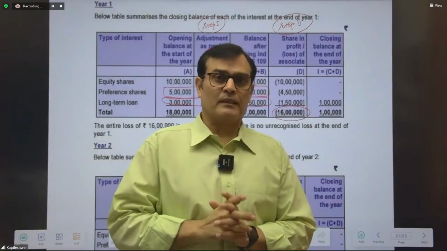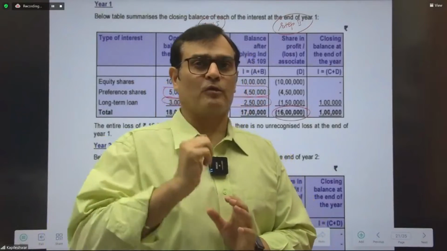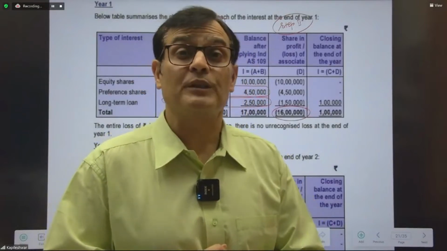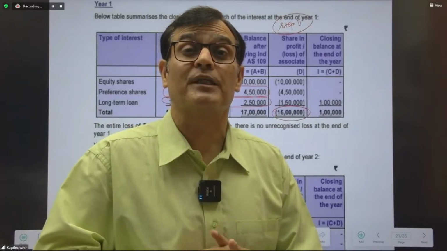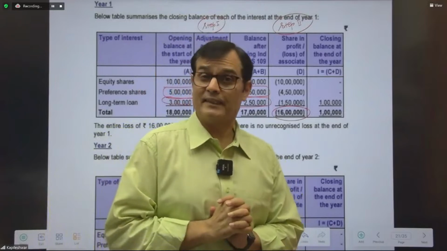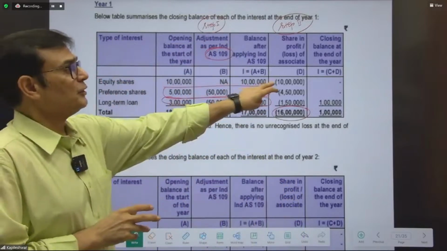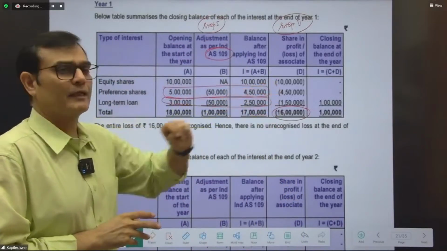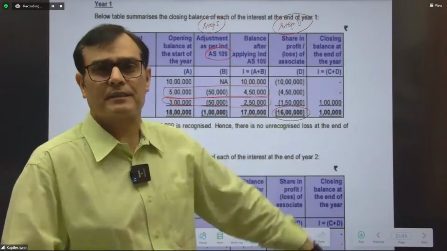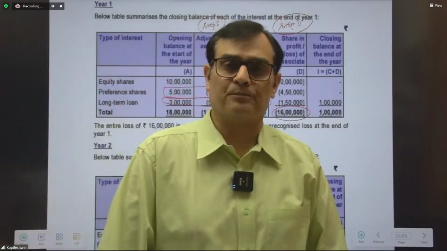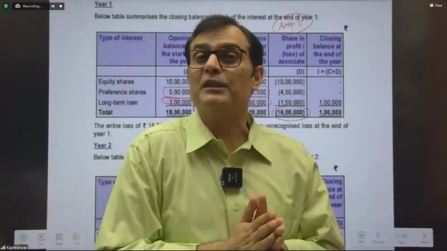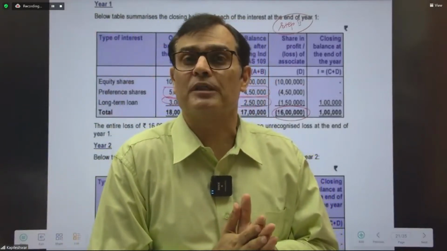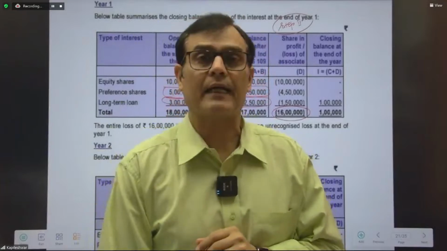Next year, if the associate company earns a profit, you will not show the investment in the balance sheet until you earn 6 lakh share in profits. Get it very clear. In the first year, you reduce the investment by 10 lakh rupees, and the 6 lakh not adjusted is carried forward in the notes. The investment will not appear in the subsequent year's balance sheet until you get a share in the earnings equal to 6 lakh.